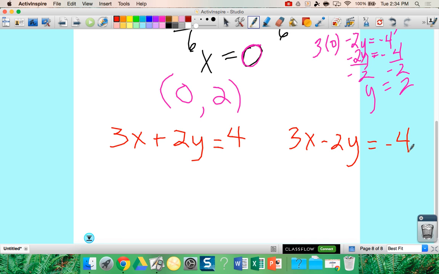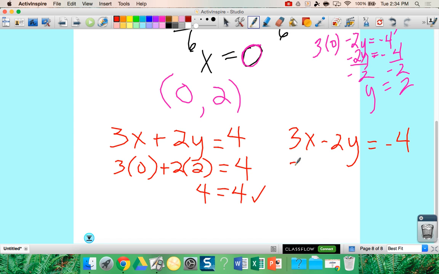Okay? So, let's see, x is 0 and y is 2. Four equals 4. That is a true statement. Negative 4 equals negative 4. That is a true statement.